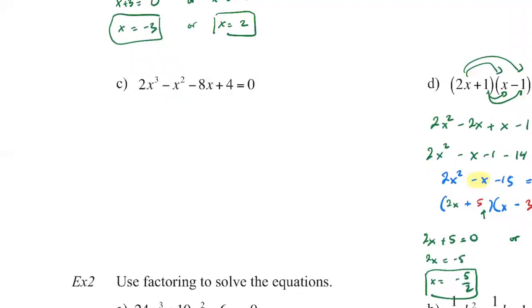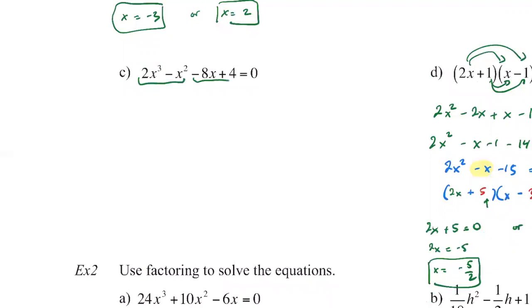Since there's no GCF that we can take out for all 4 terms, let's look at these terms as pairs and take out the GCF from each pair. So we group this here and that there, and take out the GCF. For 2x to the third minus x squared, the GCF will be x squared, and that gives me 2x minus 1. So this here can be written as x squared times 2x minus 1.